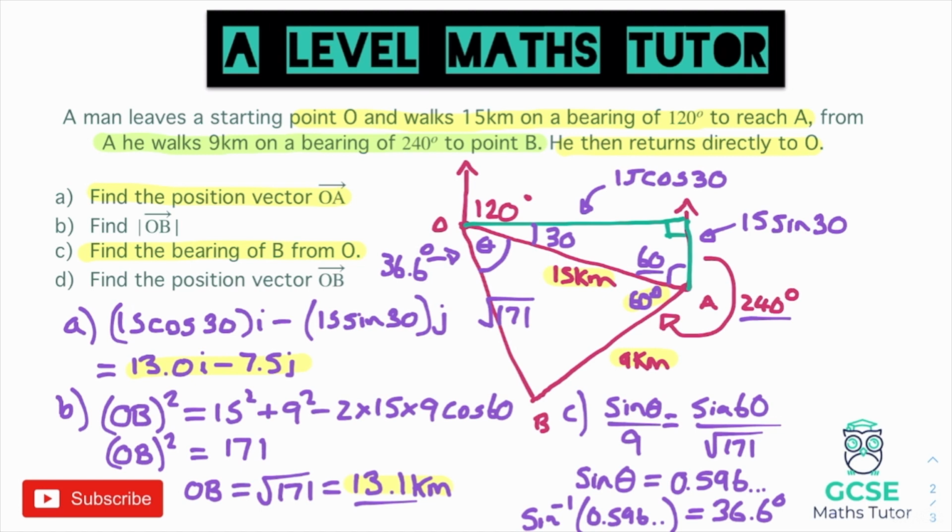So to get the final bearing, we would do 120, and we've kind of run out of space here, so I'll put it over to here, 120 plus the 36.6, and that comes out as 156.6 degrees, and that would be our final answer there for part C.